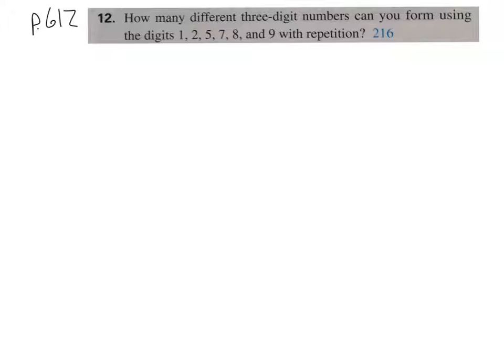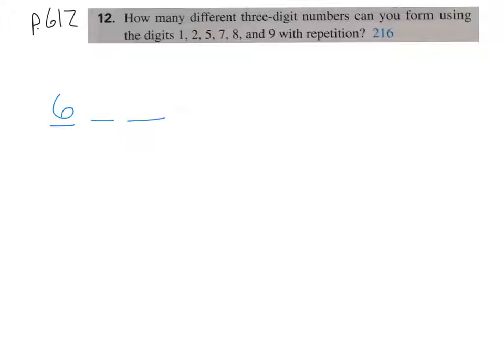Alright, same idea in number 12. We're going to skip the tree and just go straight to slots. It says, how many different 3-digit numbers can you form using the digits 1, 2, 5, 7, 8, and 9 with repetition? So let's just start with 3 slots. We're picking a 3-digit number: 1, 2, 3. There are still 6 numbers to choose from, so this is with repetition. So for the very first slot, we can choose any of the 6 numbers.